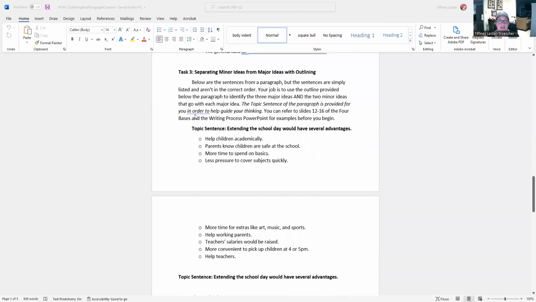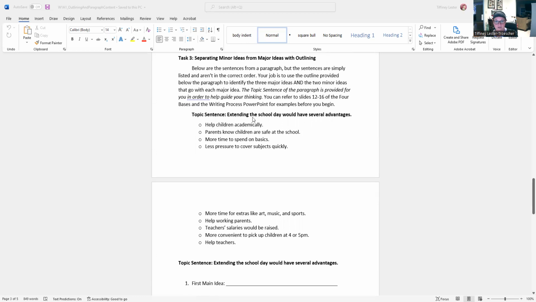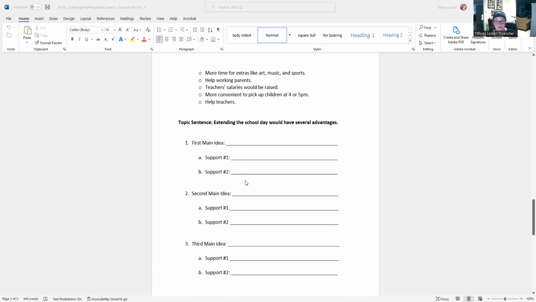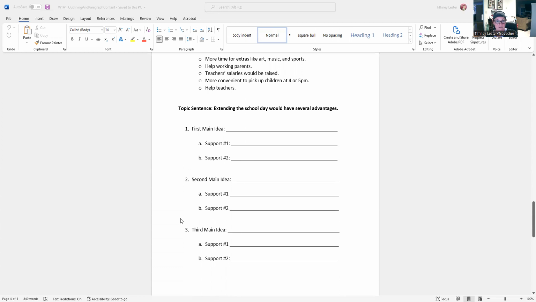Task 3 is using a scratch outline to separate major ideas from minor ideas, or in other words, main ideas from supporting examples. Again, we went through a couple examples of this as well between slides 12 and 16 in the 4 bases in the writing process PowerPoint. We looked where we had a topic sentence given to us and then a list of sentences randomly ordered. And we had to figure out, okay, based on this topic sentence, what are our 3 main ideas, right? You're going to put those sentences on these lines.